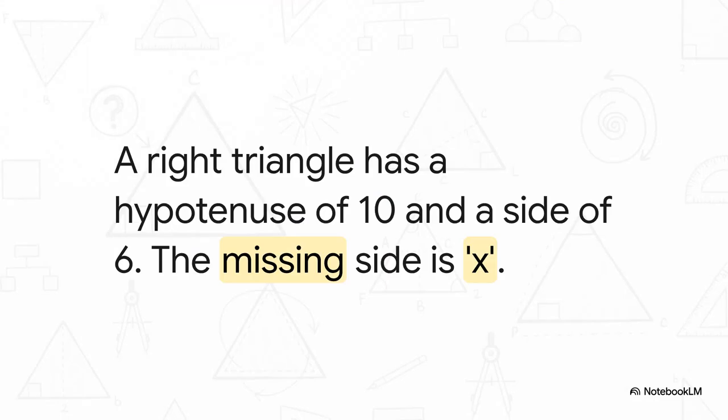So let's give it a try. We've got a right triangle. The hypotenuse, our c, is 10. One of the shorter sides is 6. And the missing side is x. So do we have our two conditions? Yep, a right angle and two known sides. This is a job for Pythagoras.